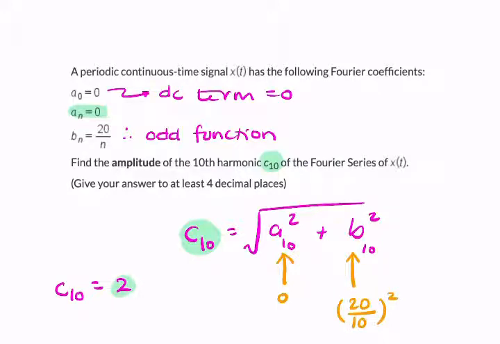Now, some people might think, well, if it's an odd function, then it means all the harmonics with even indices like C2, C4, C6, C10 should be 0, but that's not the case. So odd function relates to the sine and cosine. It has nothing to do with this.